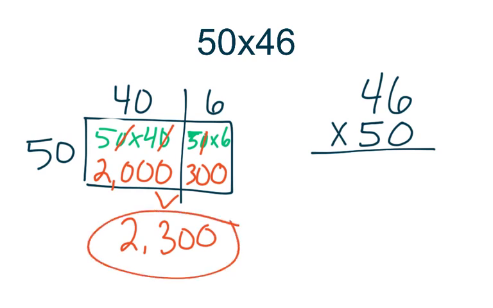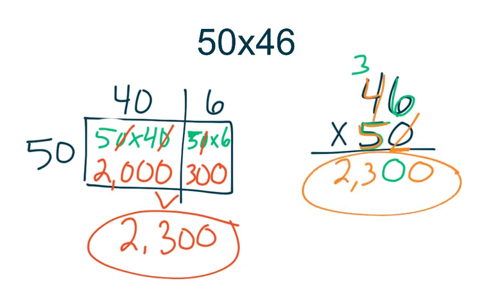Over here with regrouping, please make sure you're putting that number with the 0 in the ones place on the bottom of your regrouping problem. I'm going to cross that 0 out, put it down in my product. Now I'm going to multiply 5 times 6, which gives me 30. So I place my 0, carry my 3. 5 times 4 is 20, plus 3 more gives me 23, so I get 2,300 as my product.